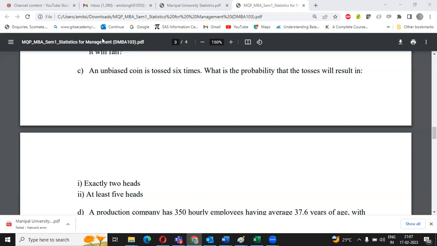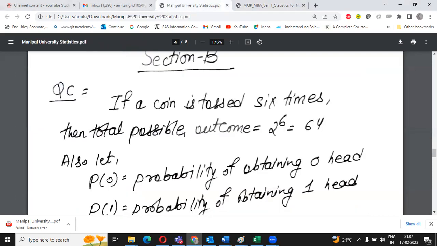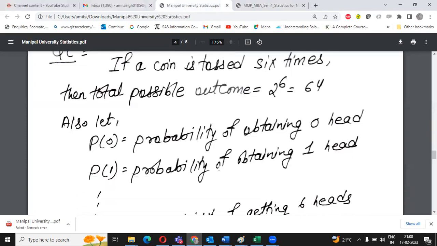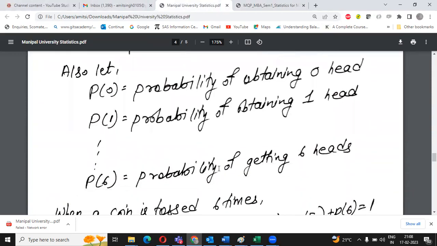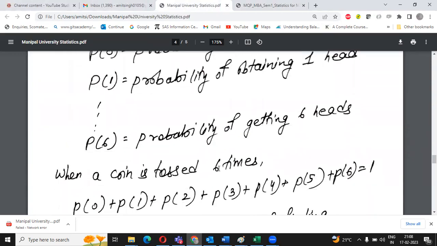Okay, now the question here, enough of too much English beyond the mathematics. So here the question is: how will I get exactly two heads? That is my question. This part is clear with all of you. Imagine P0: if I'm writing P0, that means probability of obtaining zero heads. P1 means probability of obtaining one head. Similarly, P6 means probability of getting six heads.